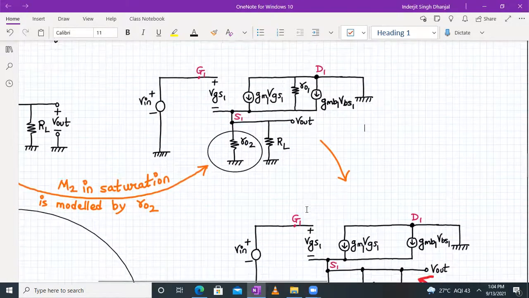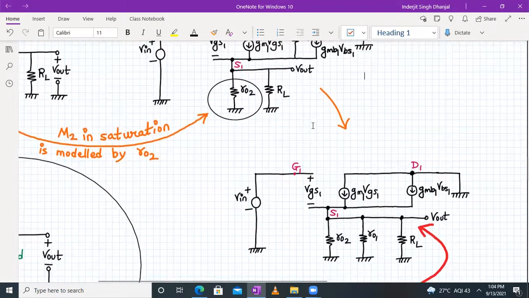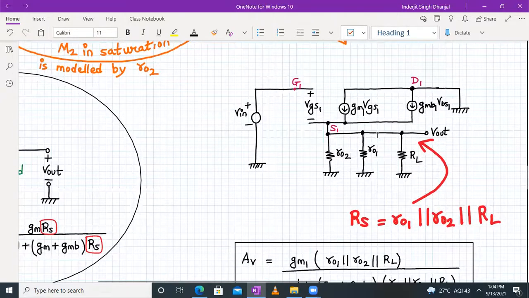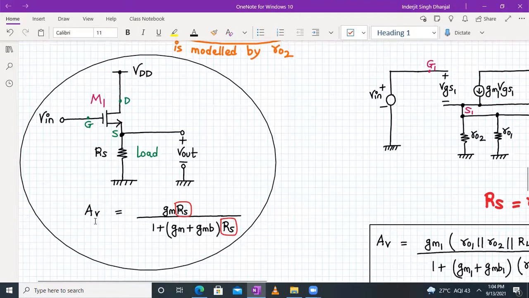Correct? So that's exactly what we will do over here. Now if you see carefully, you have RO1 also in parallel with RO2, and then we have RL also. Correct? So now your circuit gets further simplified, and we can compare this with this circuit. Now what is this? This is my source follower with a resistive load, and we already derived the formula for this. It was given by gm into RS divided by 1 plus (gm plus gmb) into RS.